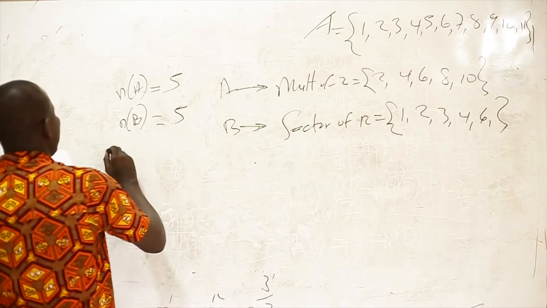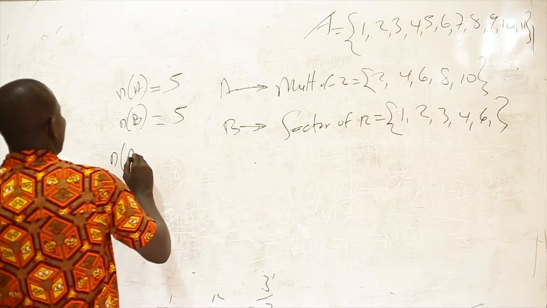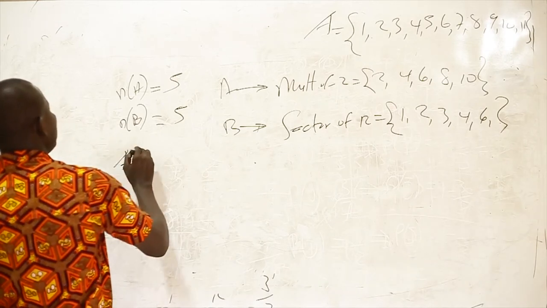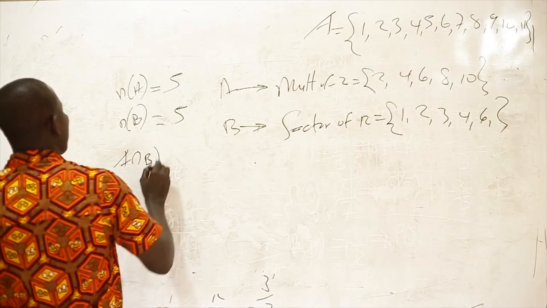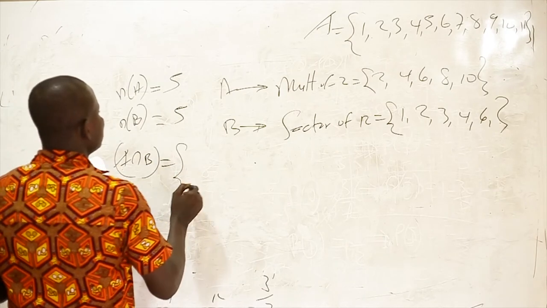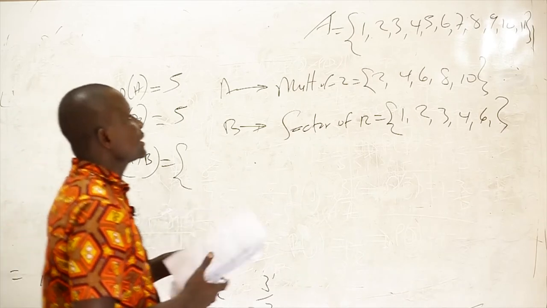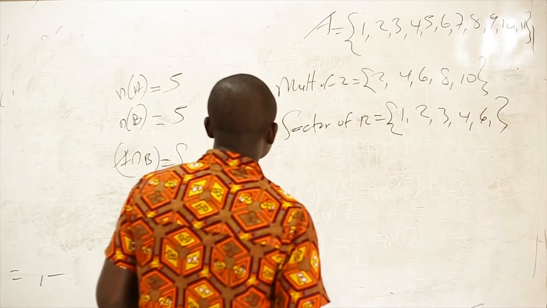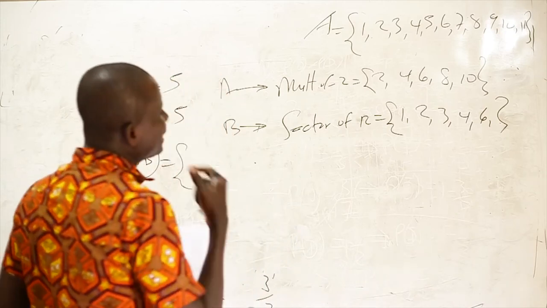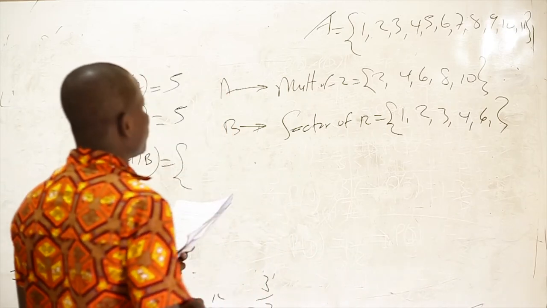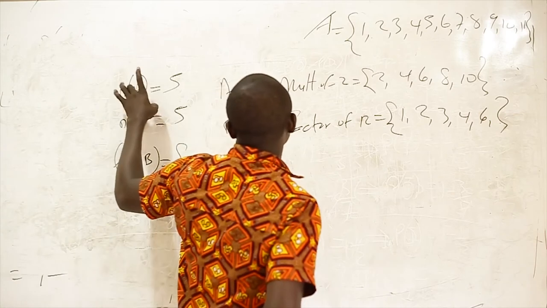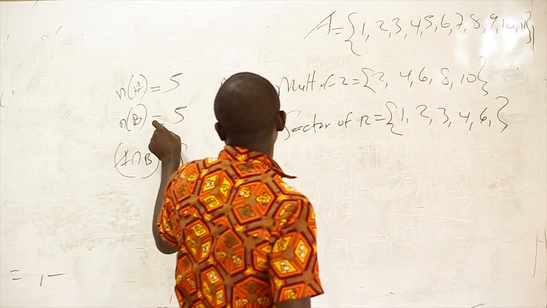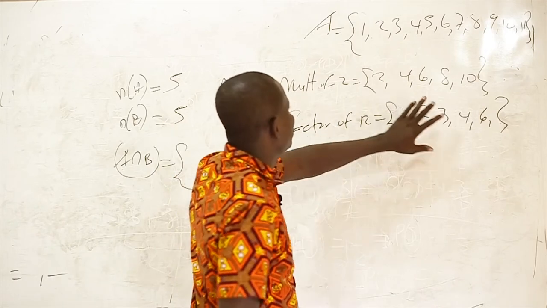Now, you see, we have A intersection B. I'm talking about set A intersection B in this case. You know, we have set A here, set B here. But in A intersection B, there are certain elements that are in both A and B as well. Multiple of 2 is described as set A. Multiple of 12 is described as set B. Okay.